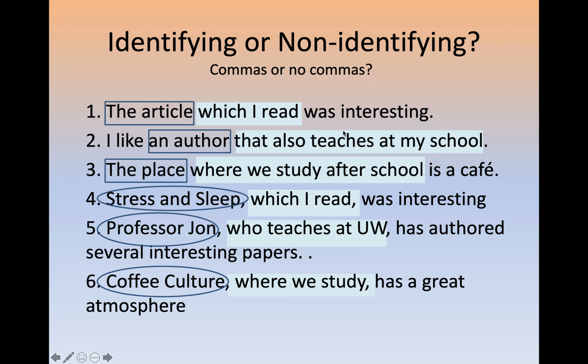All right, let's take a look at our subjects. The article. What article? An author. What author? The place. What place? If I'm not sure, then I need my clause for more information. The article. What article? The article I read. An author. What author? An author that teaches at my school. The place. What place? The place where we study after school. I need these.